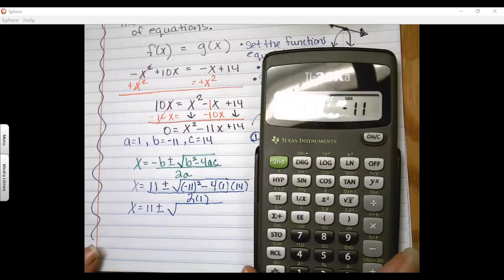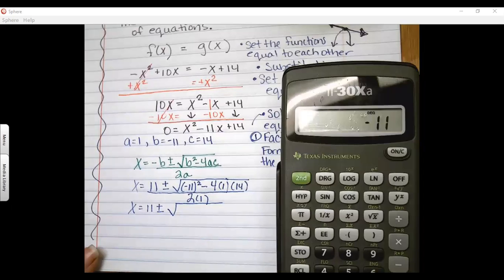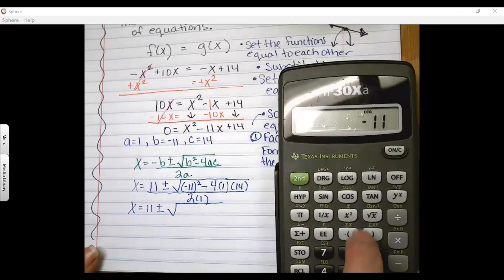So I can either do negative 11 times negative 11, or use the x squared button right here, that will square it. And it even squares the negative. Now, in most calculators, you have to put the negative in parentheses if you want to square it. This calculator doesn't, which I think is strange, but it just squares whatever you put in there. So negative 11 squared is positive 121.